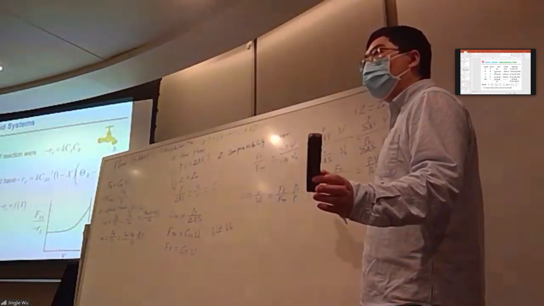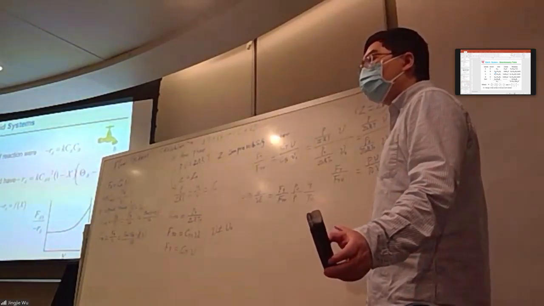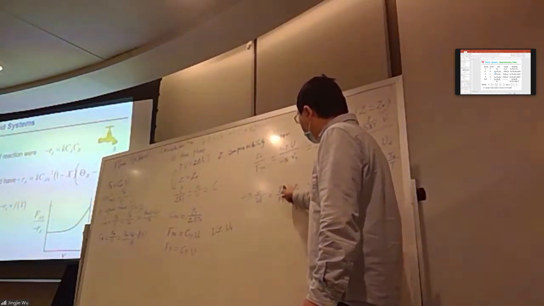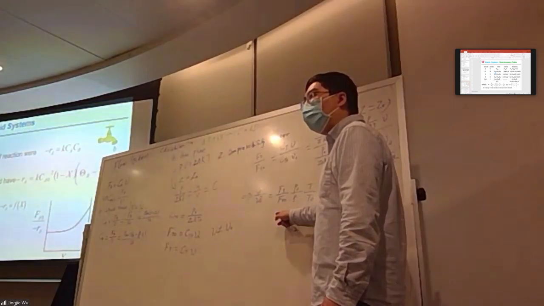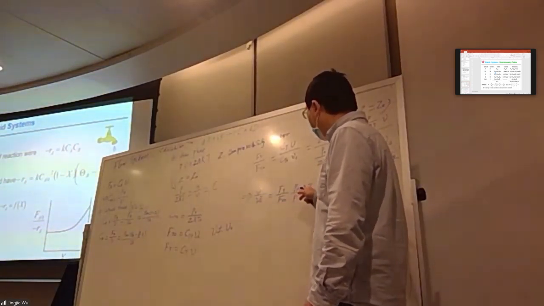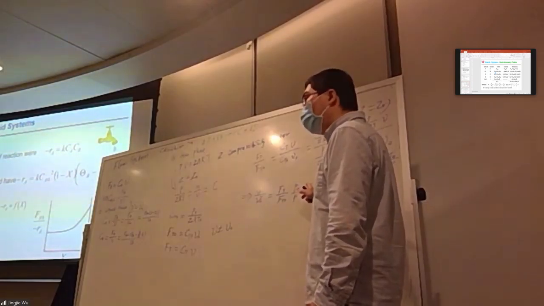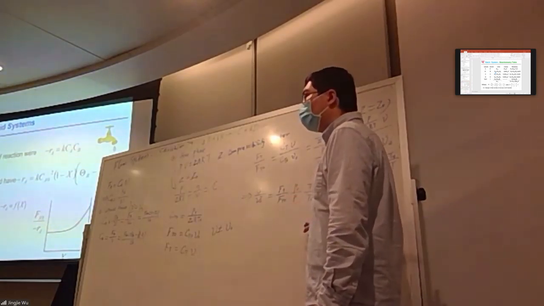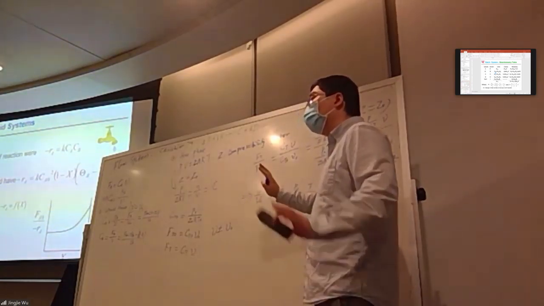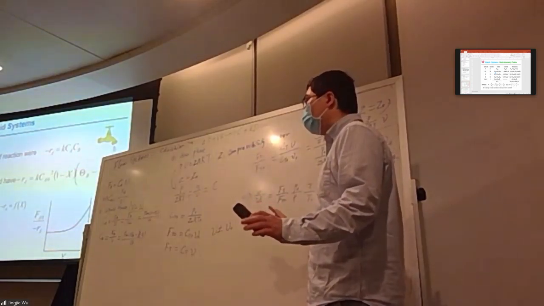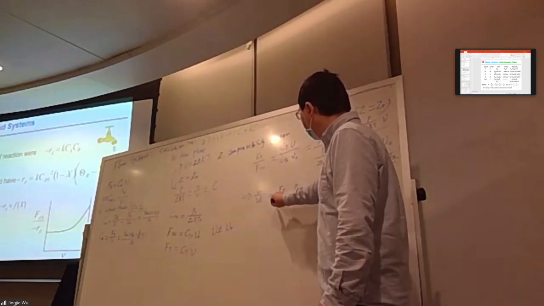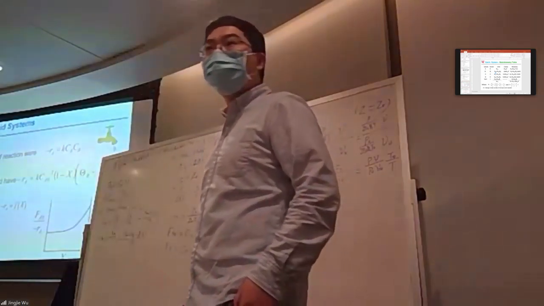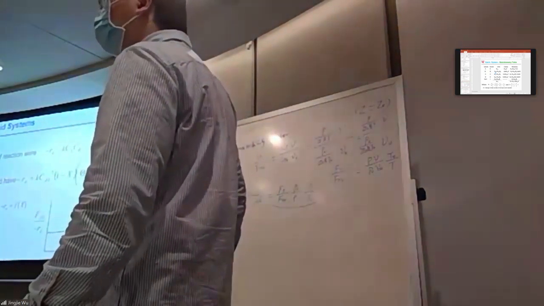They are not equal. It's not like the liquid phase. For the liquid phase, we can assume the flow rate is equal, and we don't have any density change, so this term is also a constant. That's why the volumetric flow rate doesn't change. But for the gas phase, it changes, so it's not equal anymore. We will stop here and continue on Friday.